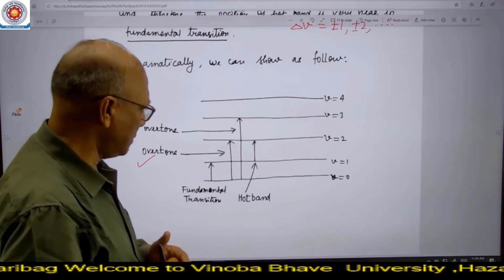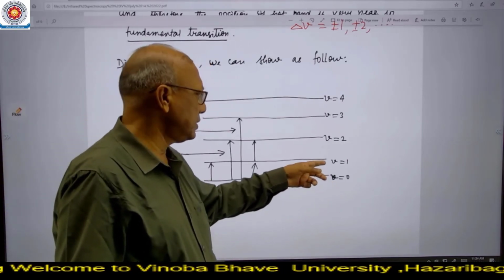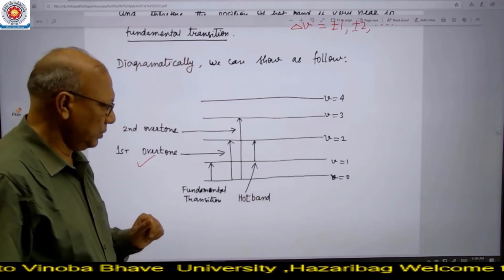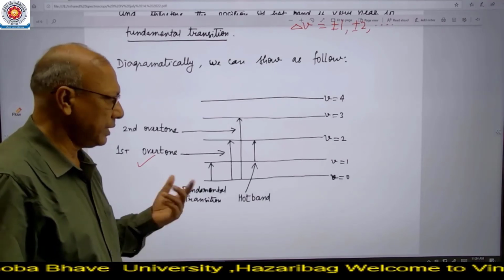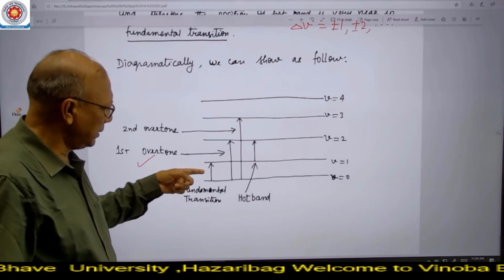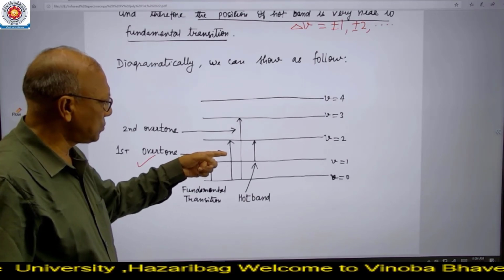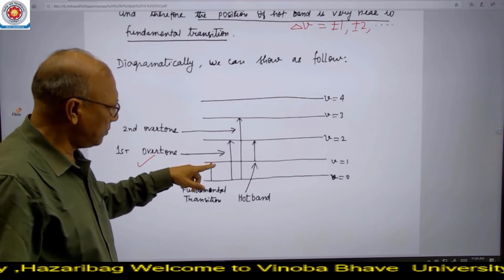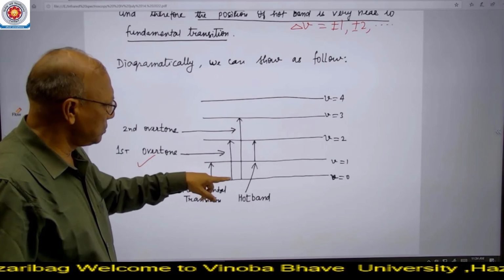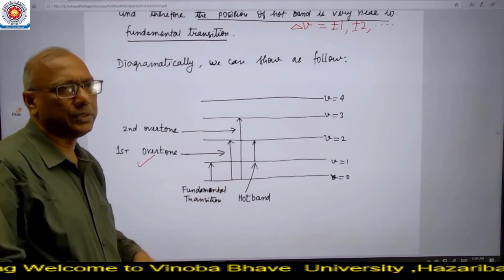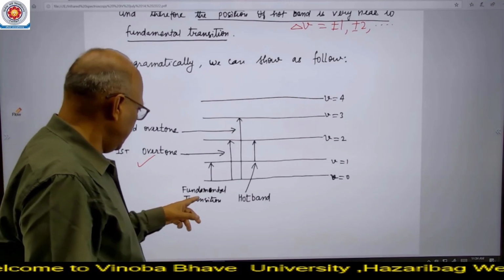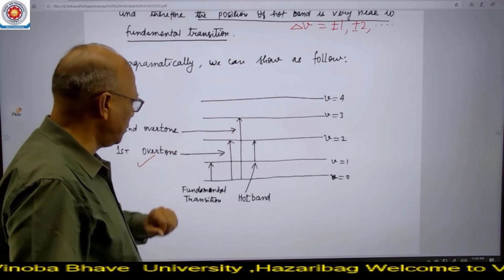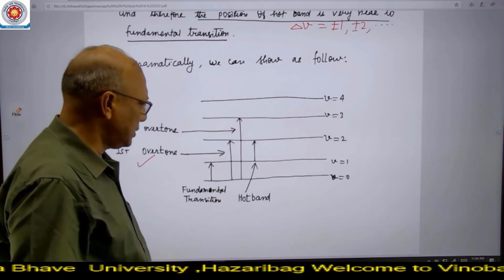diagrammatically it can also be represented like this. Suppose this is the lowest vibrational energy level, and these are the first, second, third, fourth, that is V equal to 1, 2, 3, 4. According to the selection rule, delta V is equal to plus or minus 1, plus or minus 2. So this is delta V equal to plus 1, this is delta V equal to plus 2, this is delta V equal to plus 3. Also, if the transition takes place from V equal to 0 to 1, 0 to 2, 0 to 3, then it is also according to the selection rule, and this is called the fundamental transition. This one is called the first overtone, this one the second overtone. If we take here, this will be called the third overtone, and so on.